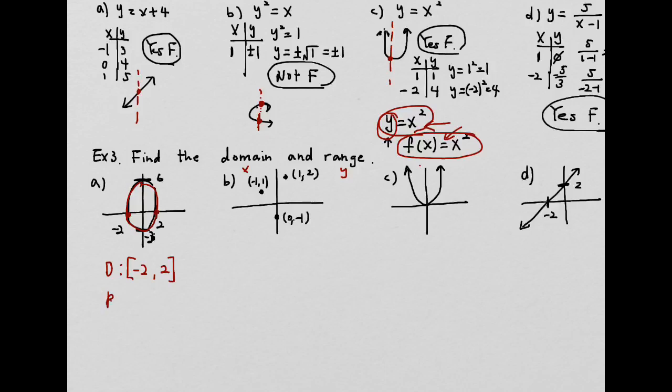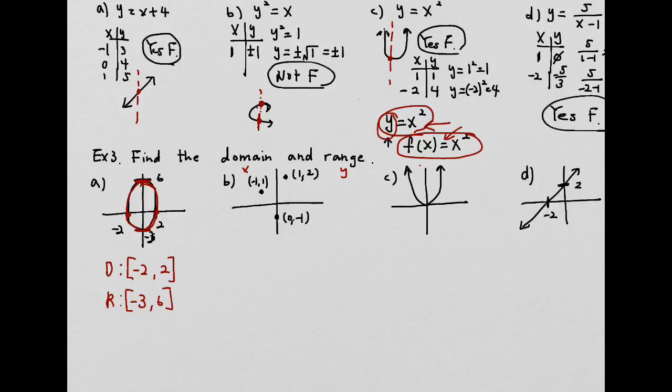And then the range is your y values, so it's on the y-axis. So the highest point on your graph is right there, which is 6. The lowest point will be -3. So it'll be -3 and 6. Again, it's including it. What about if we're looking at the next one?